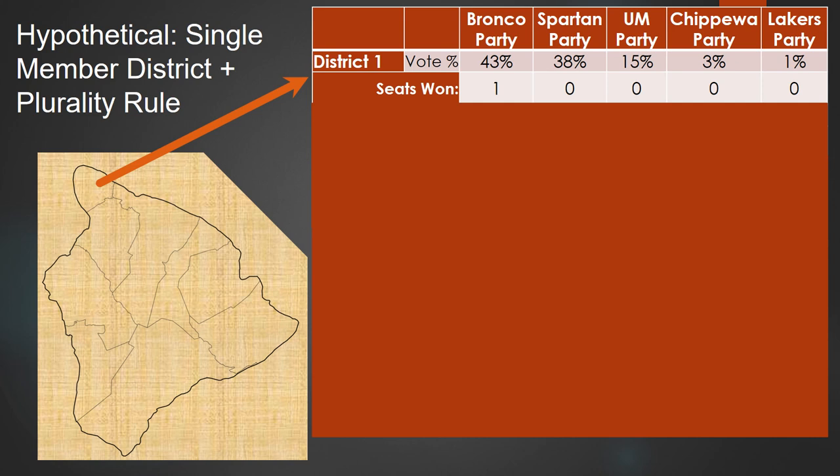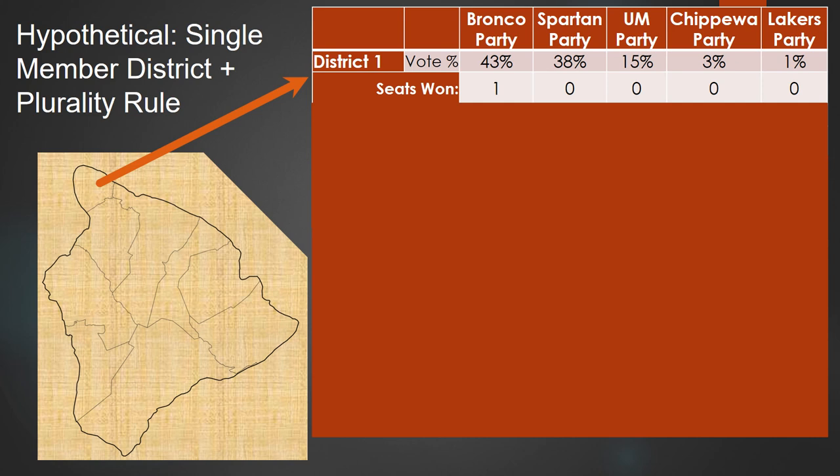In District 1, we look at the vote, and the Broncos win 43% of the vote, and the Spartans win 38% of the vote. University of Michigan gets 15%, the Chippewas get 3% of the vote, and the Lakers get 1% of the vote. Who wins? The one that wins a plurality of the vote. If there were only two parties, we know somebody would get a majority, and in this situation, it's possible that some party could get a majority of the vote, and the other parties would split up and divide the rest of the vote. But in this case, we have a plurality rule, so a winner doesn't need a majority. They just need to win more than anybody else.